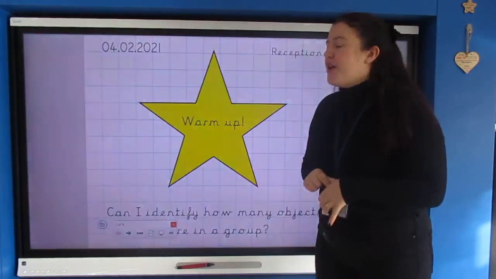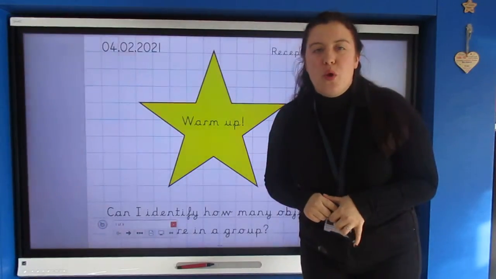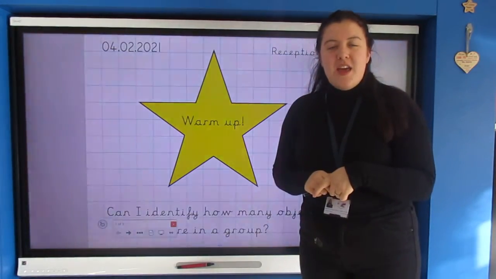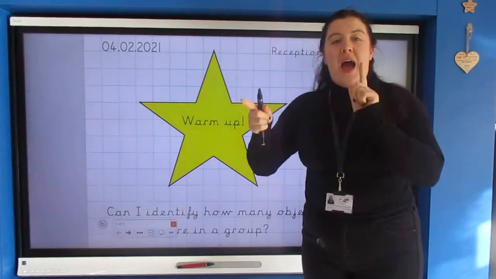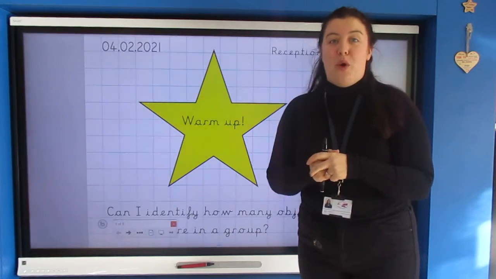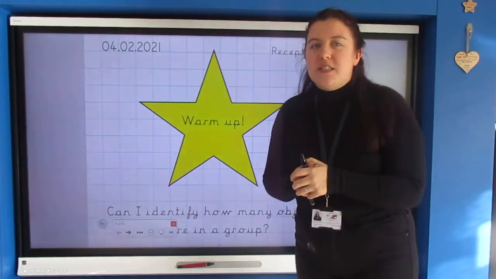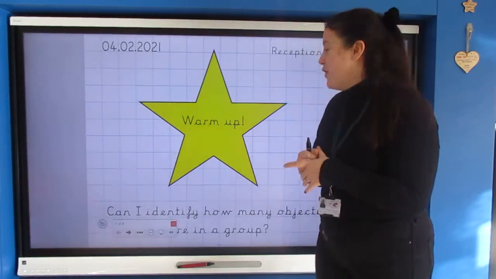So today we are going to begin like we always do with our warm-up, and I must say I'm very impressed with all of the photographs I had in yesterday of you doing your shape warm-up and your counting in 3s and 4s warm-up. So well done, and I'd like the same again today please, because it's really lovely to see and hear all of your learning at home.